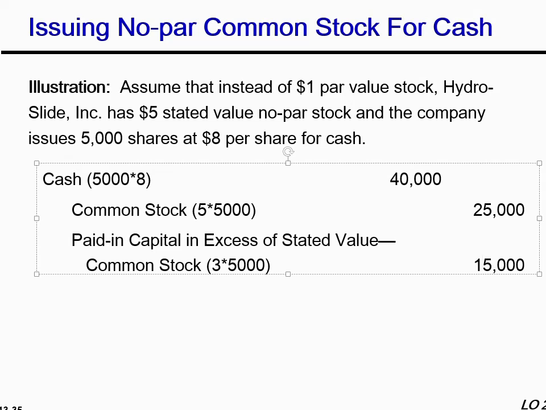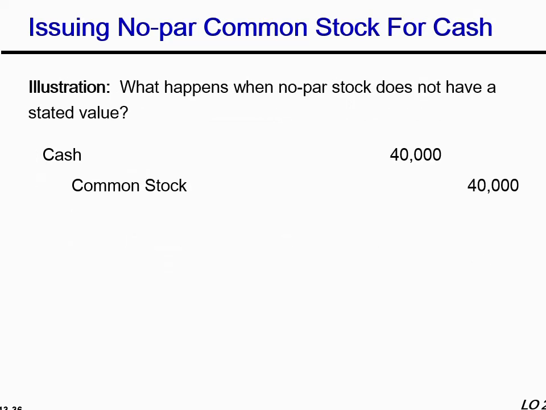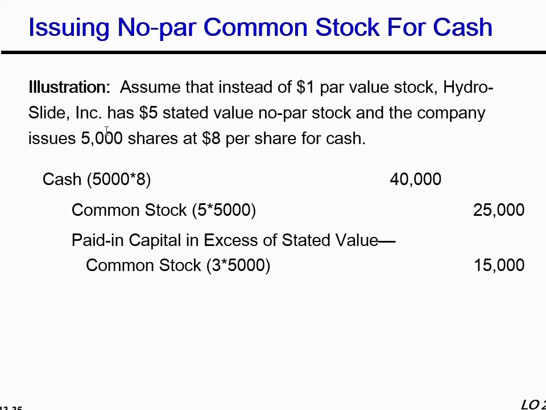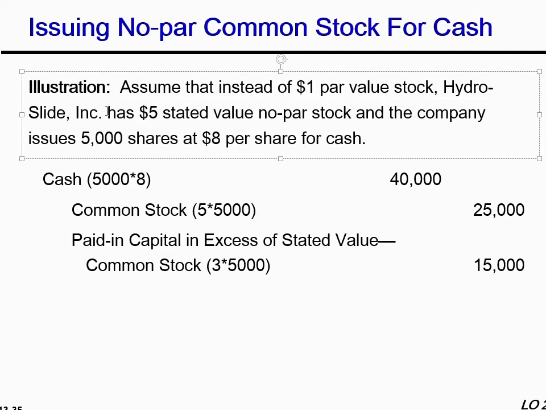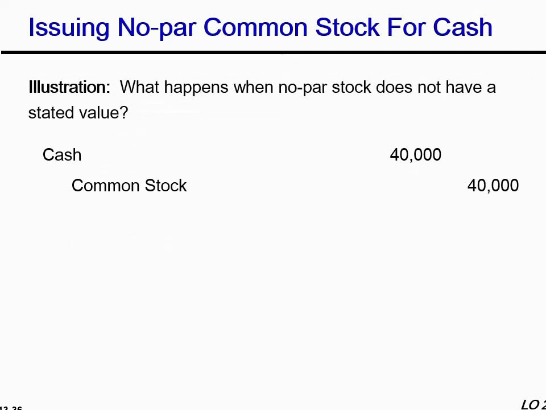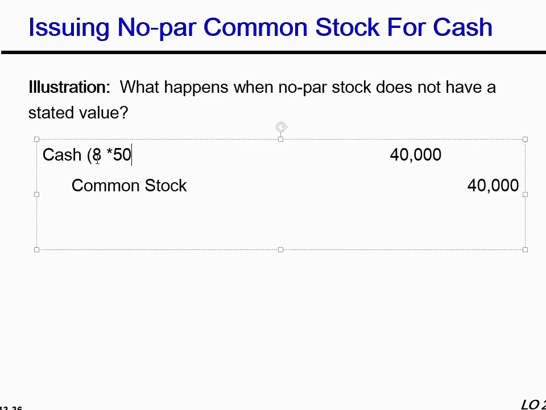Next, the third scenario. We do not have any par value, neither do we have a stated value. Then there will be no paid in capital in excess of par. So it's the same question, but there is no par and no stated value. So in this part, I'm not considering any stated value. Then what will happen? Whatever cash I receive, common stock will be recorded with the same amount. So cash is 40,000, 5,000 shares are issued at $8 per share, and the full amount is credited to common stock.